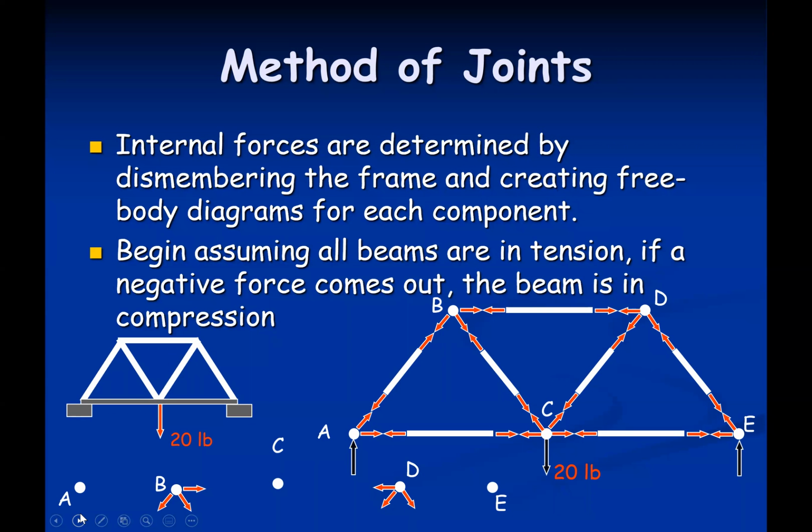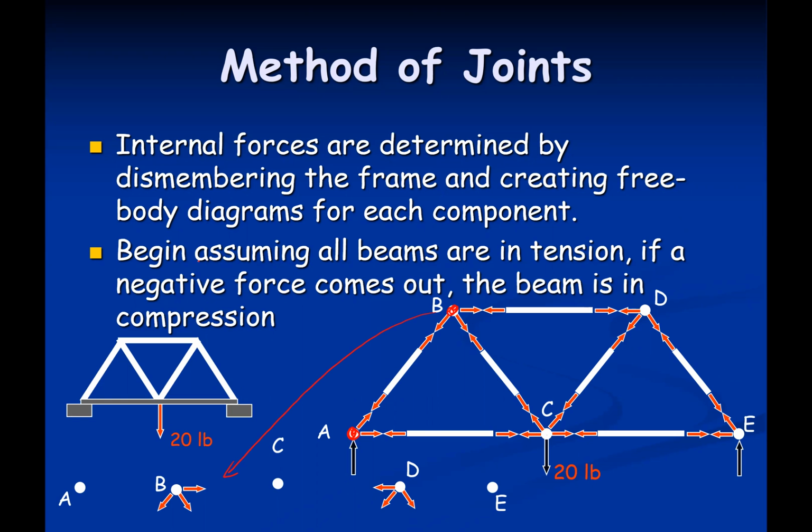Okay, so let's take a look at this. Internal forces are determined by dismembering the frame and creating free body diagrams for each component. So we could break this up into each member, right? What we do know is these forces are action and reaction forces. So if I find one of them, I do find the other. And at each of these specific points, A is considered a joint. B is a joint, right? And if you look at B, what forces would be acting at B?